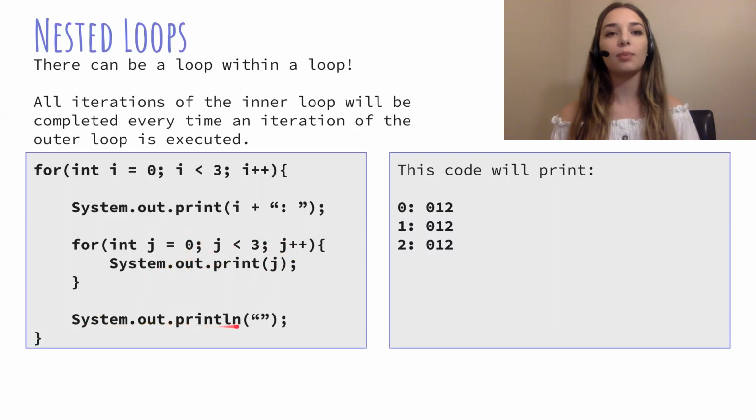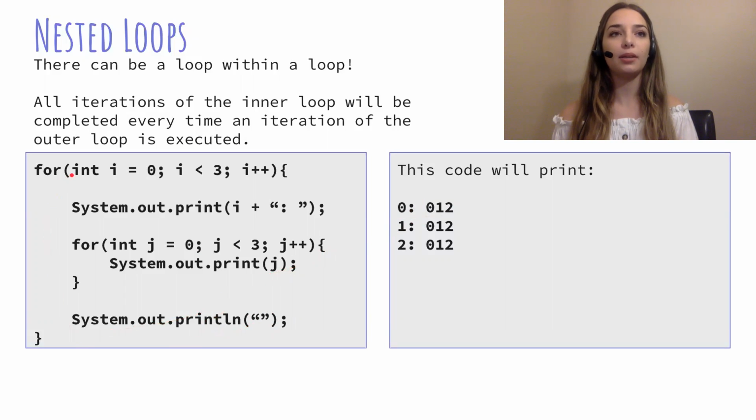This System.out.println statement has an empty quote here. So all it's going to do is print a new line. There's no words or any characters in here, so it's just going to print no characters and then a new line. So that's why we see 0 colon 0, 1, 2. This is the inner loop code. This is the outer loop code. And then we go ahead and enter to the next line.